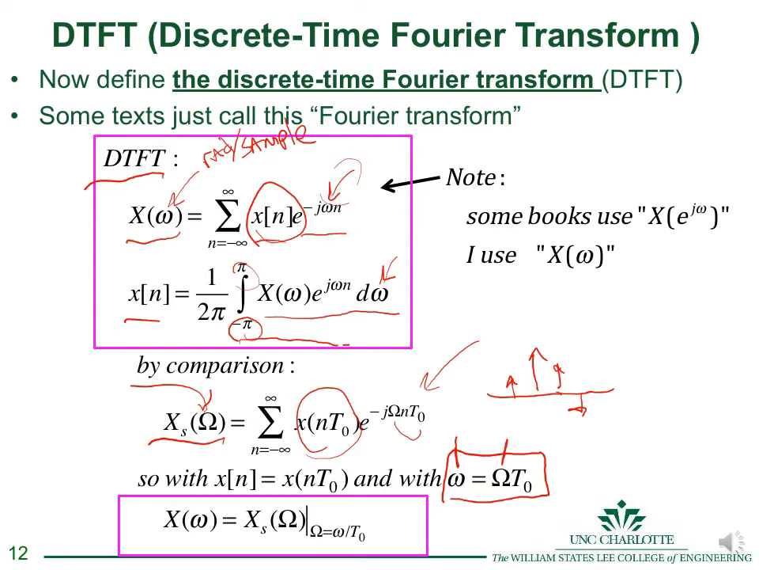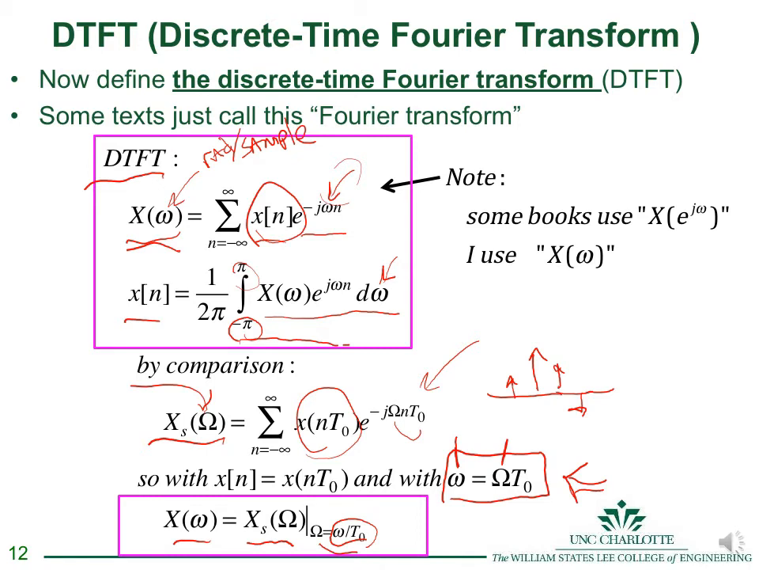So now we see that this definition of the discrete time Fourier transform is the same as the spectrum of that sampled signal, just by changing the variable capital Omega and replacing it by omega over t0. That's just a simple rearrangement of this.